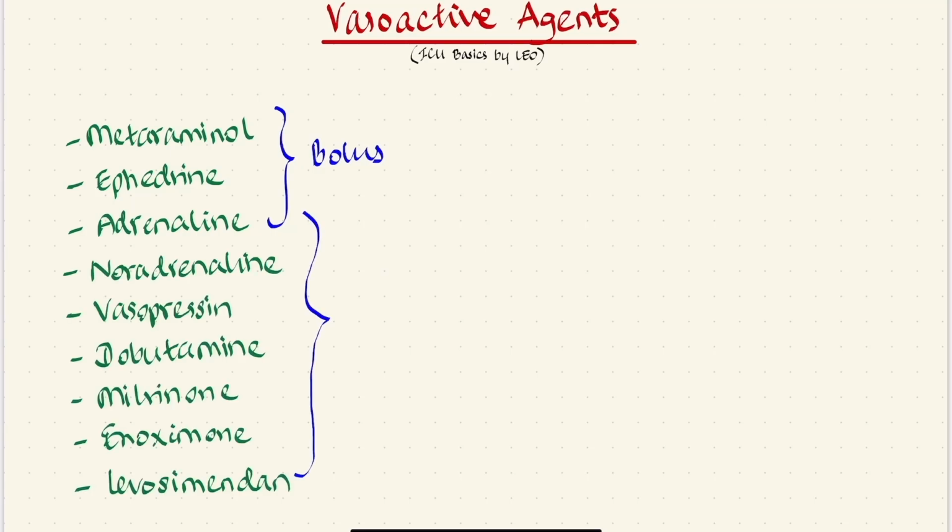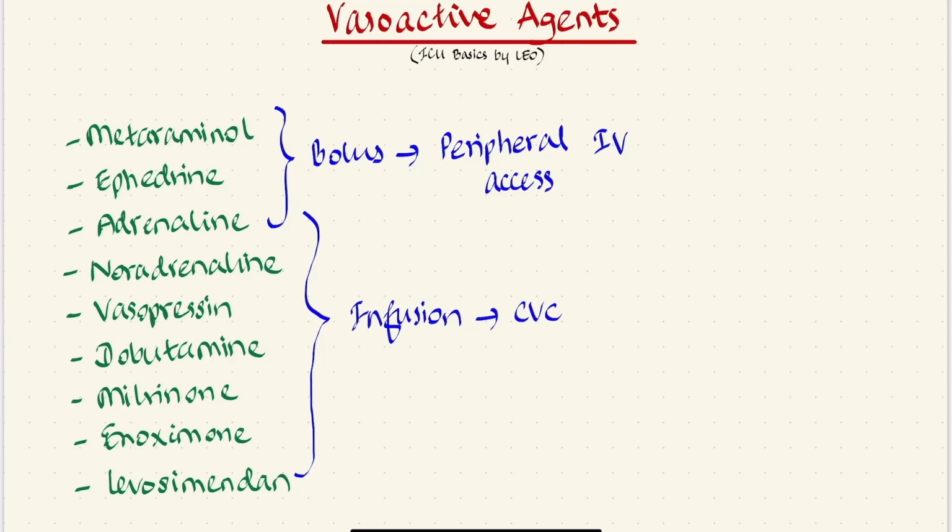Instead, we can give them via IV infusion for maintenance of target MAP and dose titration. Basically, if we can give IV bolus, we can use peripheral venous access. For maintenance IV infusion, central venous catheters are recommended due to risks of extravasation and peripheral tissue necrosis.